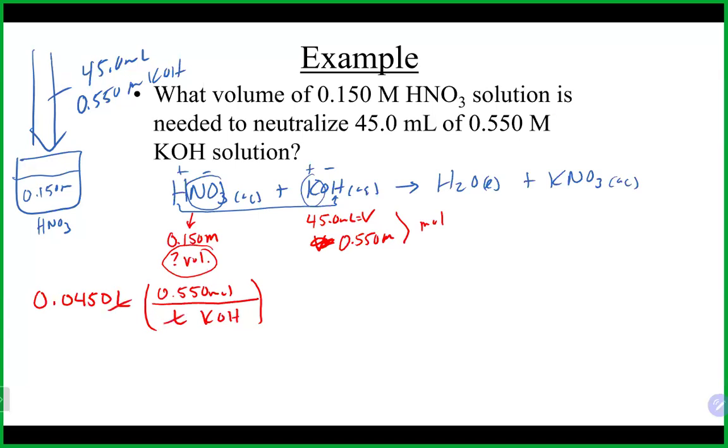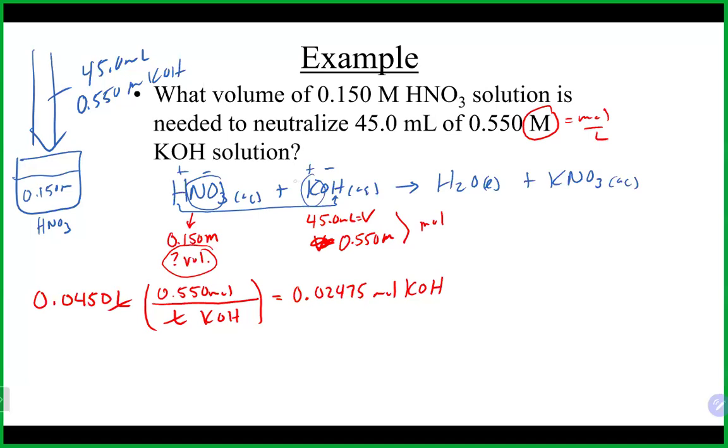And again, that is what the big M stands for, right? Moles per liter. The liters will cancel and we will end up with 0.045 times 0.55 gives us 0.02475 moles of potassium hydroxide. I'm not interested in potassium hydroxide. I do want to get over to nitric acid.